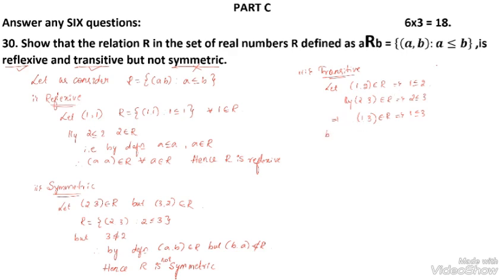So I can write for every 1, 2, 3 which belong to the real numbers. By definition, let (a, b) belong to R and (b, c) belong to R. That implies (a, c) also belongs to R. Hence the relation is transitive.